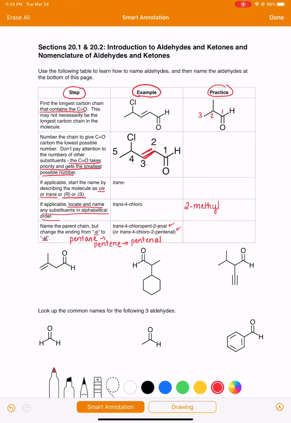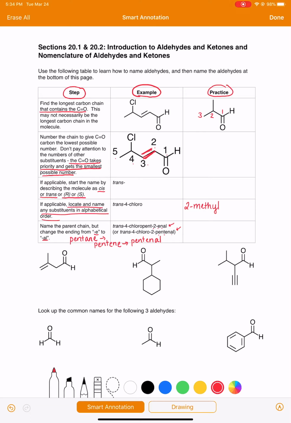You don't have to locate the position of the al, the aldehyde, because it is always going to be on carbon number 1, so it's implied. And we've seen that implied number 1 situation before. So let's go to our practice molecule. We've already named our substituent 2-methyl.